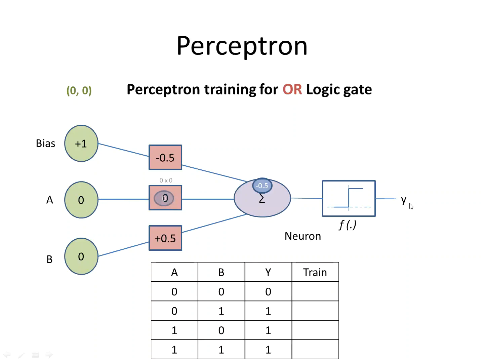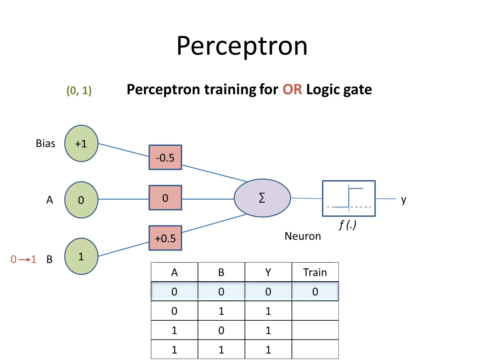So let's see, the first input is 0 and it provides me the output as 0. The second input is 0, it provides me the output as 0. Now here the combination is -0.5, and after passing through the threshold function it will provide me the output as 0 since it is less than 0. So the output is correct here.